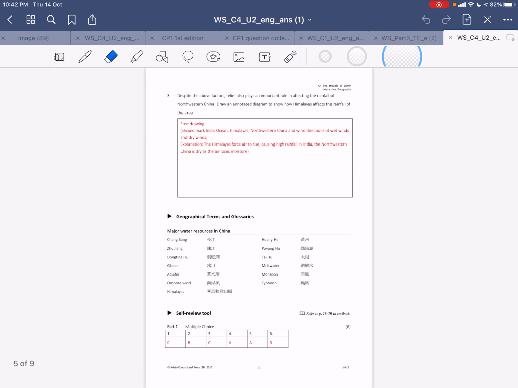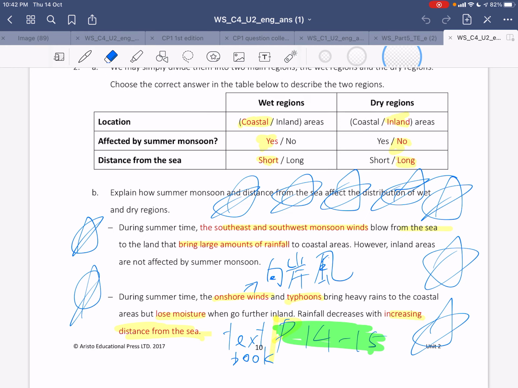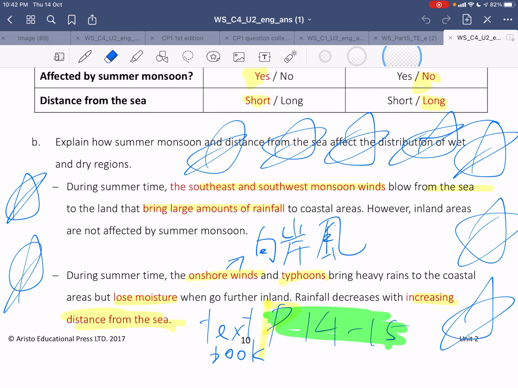Okay, and then let's see. The onshore wind and the typhoon bring heavy rains to the coastal areas but lose moisture when going further inland. Rainfall decreases with increasing distance from the sea. For further reading, you can refer to pages 14 and 15 and also another YouTube video which talks about the monsoon wind as well.